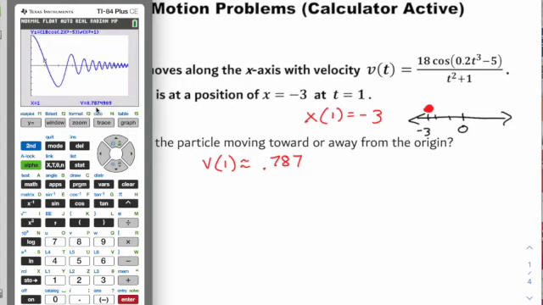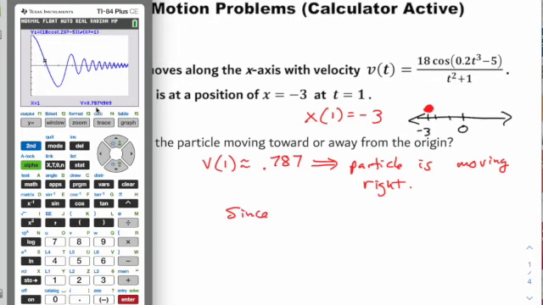And notice I'm using proper notation. It's a great way to communicate from shorthand and still get full credit and justify things. And so what does that tell you? It tells you the particle is moving to the right. Positive velocity. It's moving to the right. And since we were starting at -3, we're starting to the left of the origin. So I'm going to basically just include that in my response.